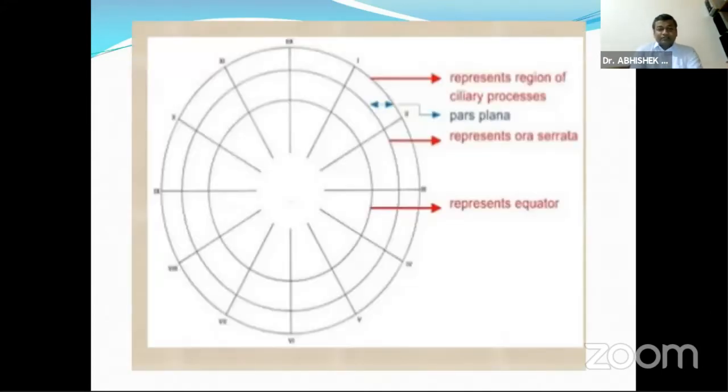Fundus charting is done on this chart, which is known as the Amsler-Dubois chart, and it has 3 circles. The innermost is the circle representing the equator. The second one, the middle one, is the ora serrata, and the third one is the junction between the pars plana and the pars plicata. We can see the Roman numerals here. They denote the extent and localization of the lesion, that is, in which clock hours the lesion is situated.